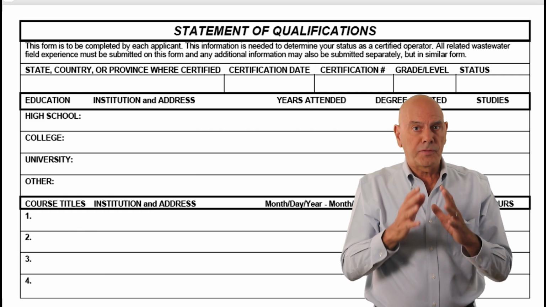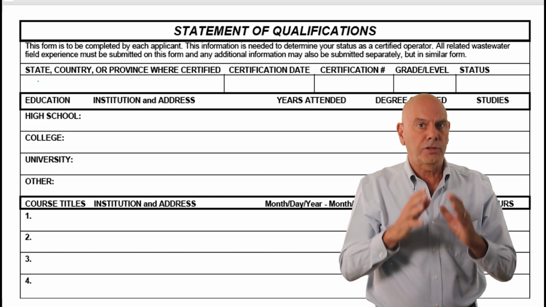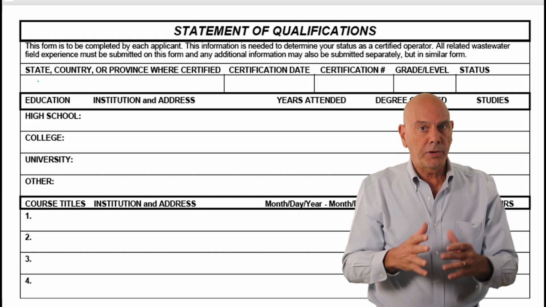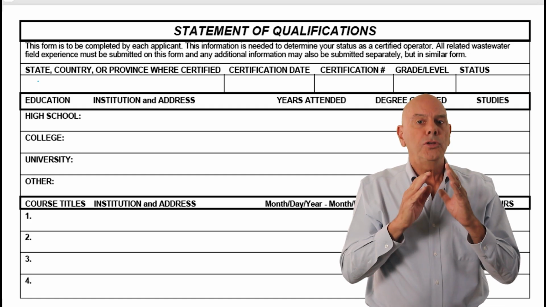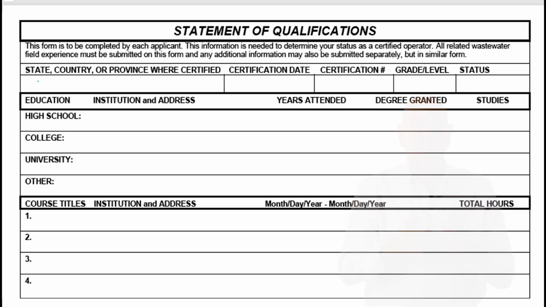Now, the top section of page 2 is where you indicate your qualifications. It starts with education. This is what the board looks at when they determine if your request should be granted. So the information you include here is really, really important. Now, at the very top, write in the state where you have your license, the date of your license, your license number, your grade, and your status.